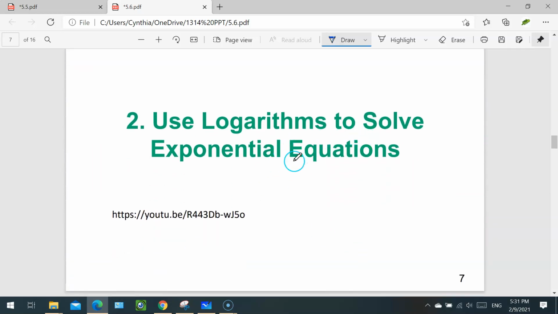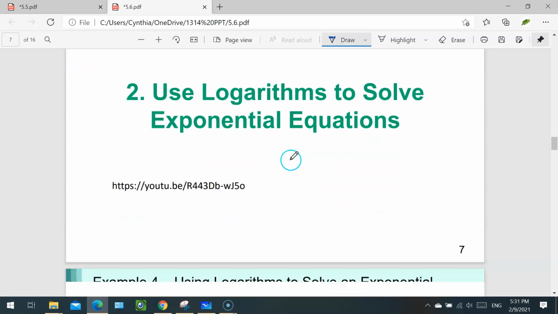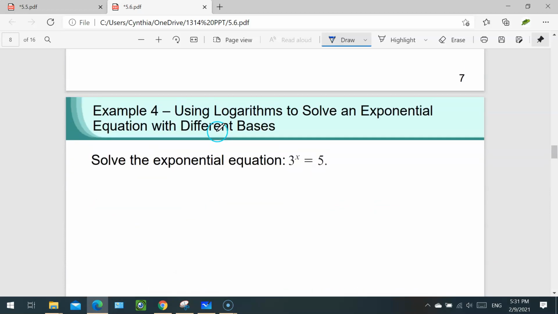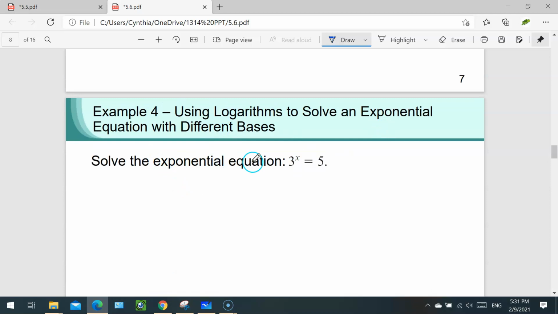Use the logarithm to solve for the exponential equations. Solve the exponential equation 3 to the power x equals 5. Let me write it down here. 3 to the power x equals 5. We want to solve for x. So we raise up the logarithm on both sides. So I have the log here, I have the log here. You can also raise up ln. The answer will be the same.